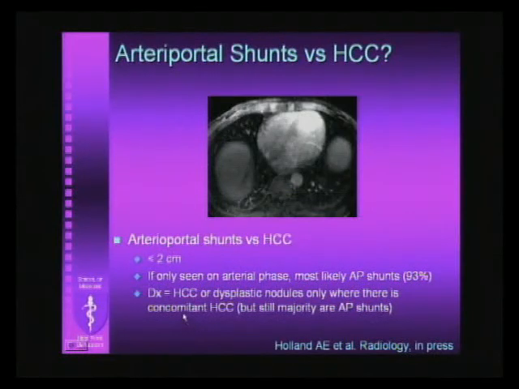The only ones that were associated with tumor that turned out to be hepatomas were those that were associated with a dominant nodule elsewhere in the same liver. So if you see a few of these dots and there's no dominant hepatoma, in our series, 100% of them turned out to be AP shunts. Only in the setting of a dominant cancer elsewhere in the liver did some of them turn out to be little hepatomas.